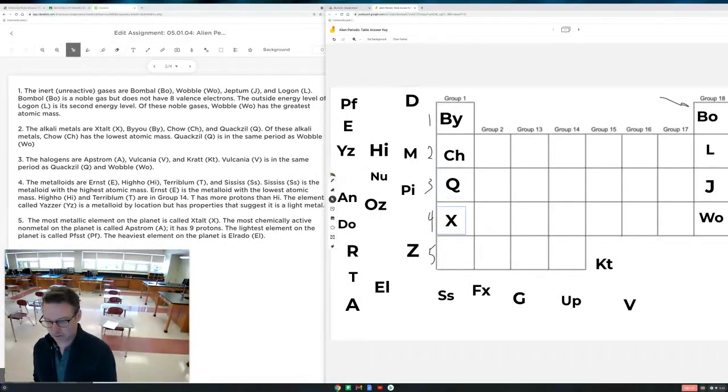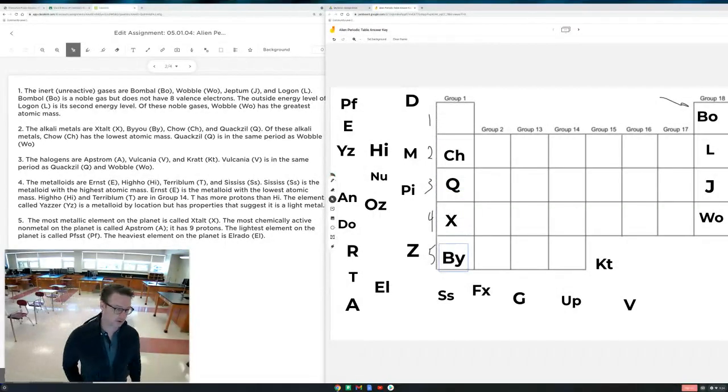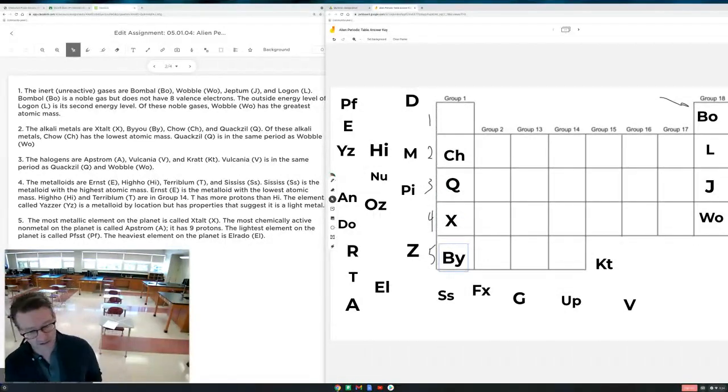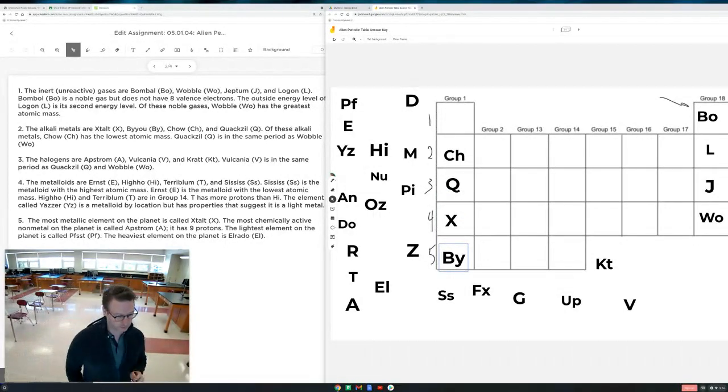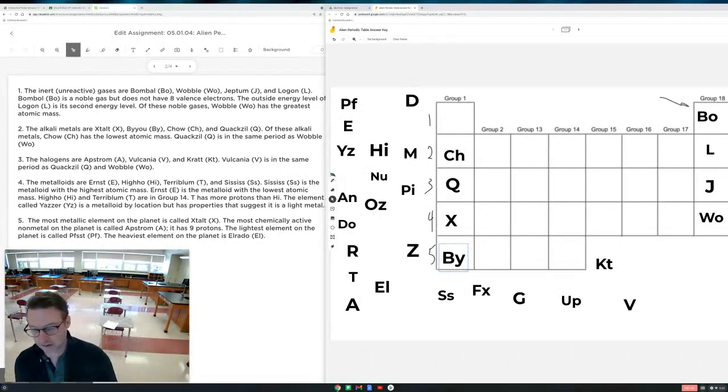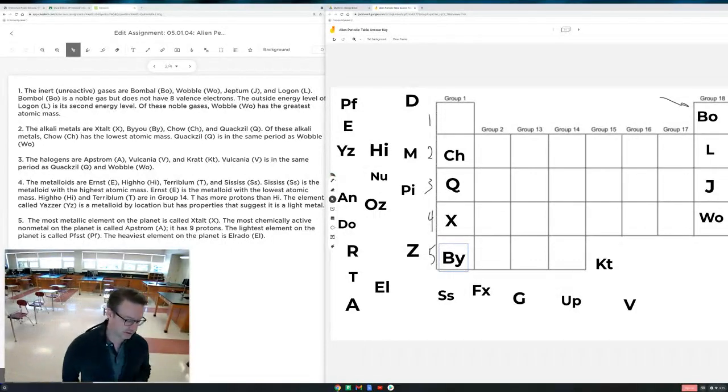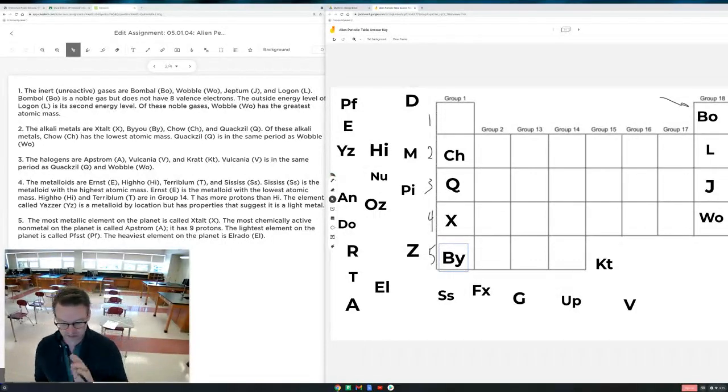Okay, and actually I just made a quick mistake there. The top element in that column is hydrogen, which is not an alkali metal. So that's one of the important things when you're doing alkali metals: you have to remember that hydrogen at the top is not an alkali metal. So leave that space blank for now. So these four elements are the alkali metals.